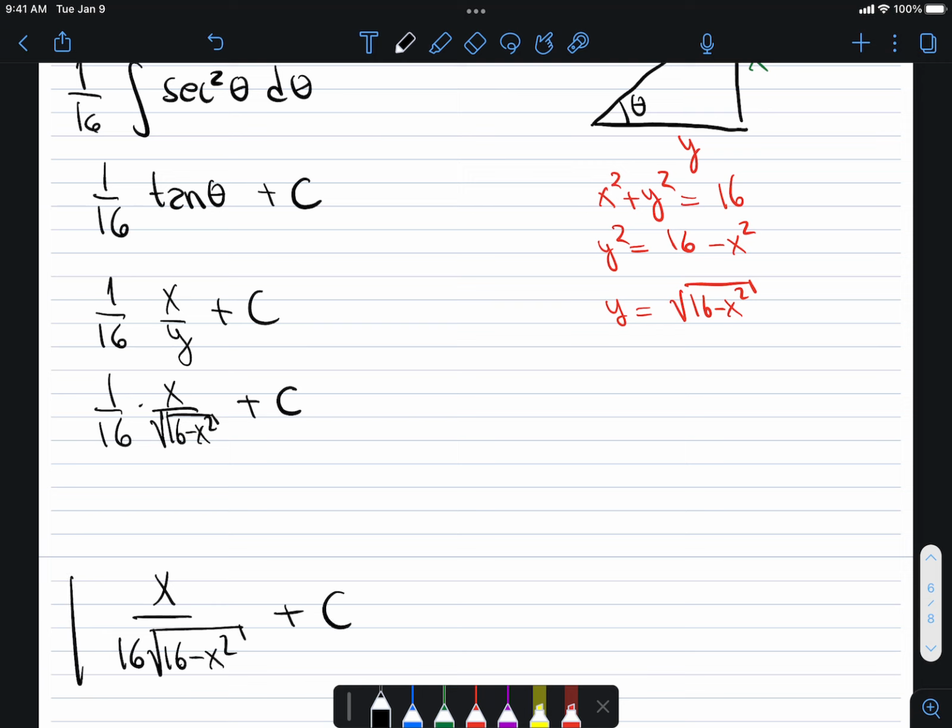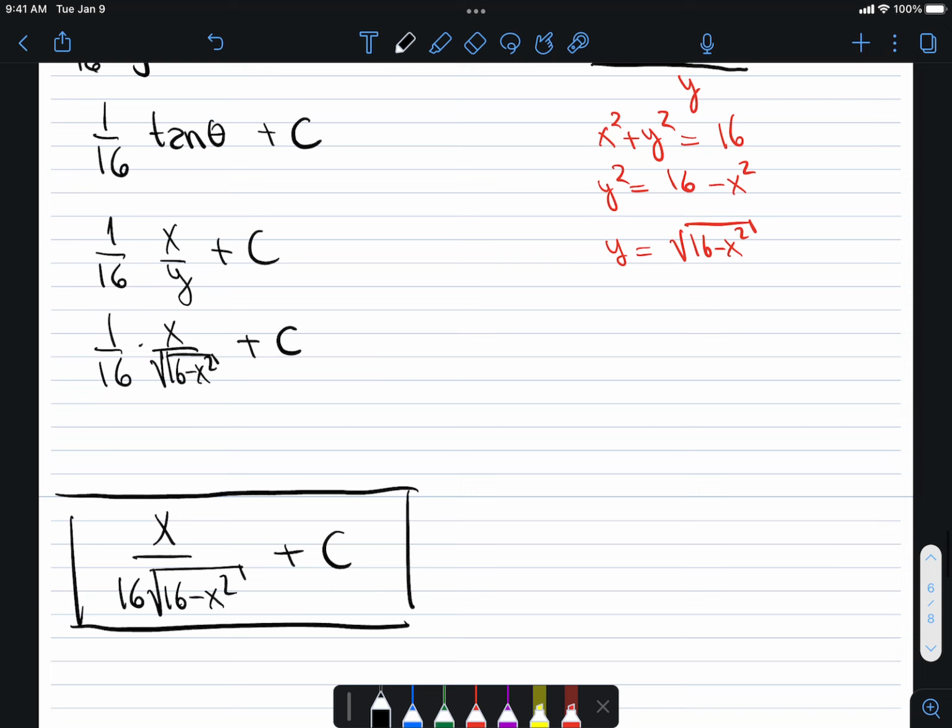plus c. So that is a very cool example and not very hard example of trig substitution. It would be, like I mentioned before, very easy to change this into a situation where you'd have to use secant or tangent as your substitution. So make sure you practice those substitutions as well.